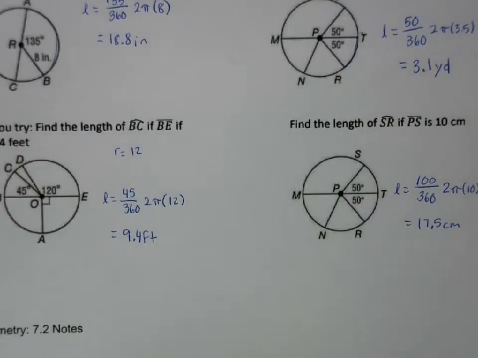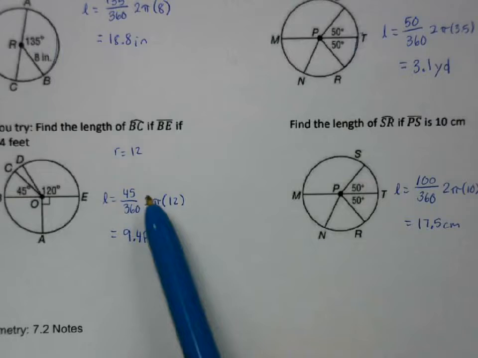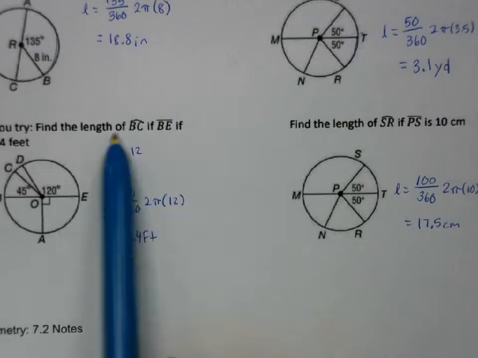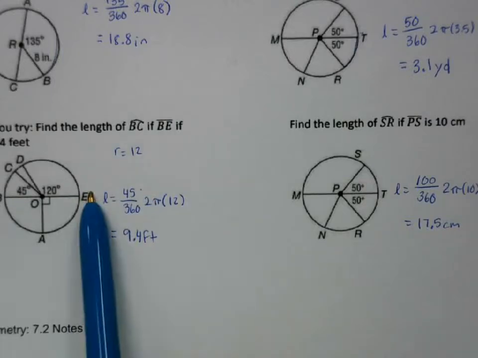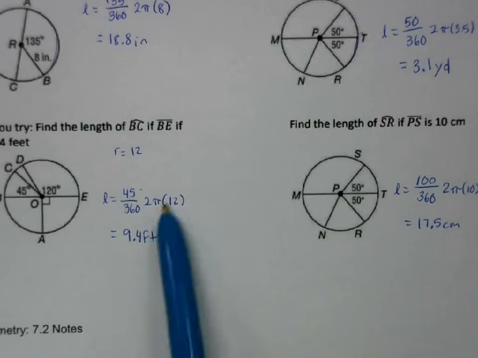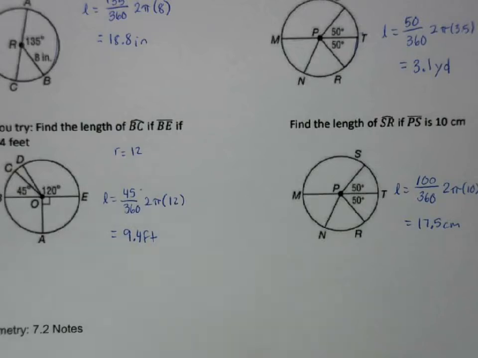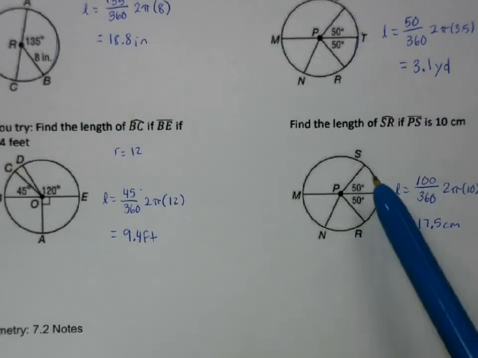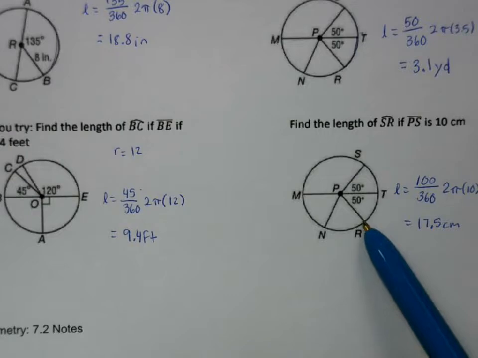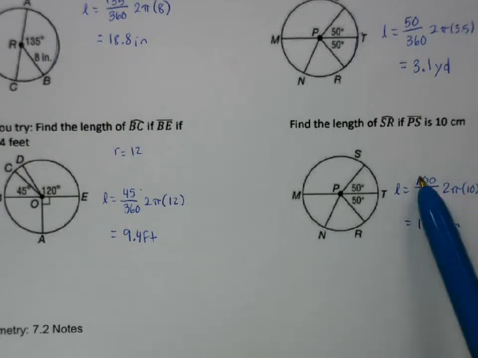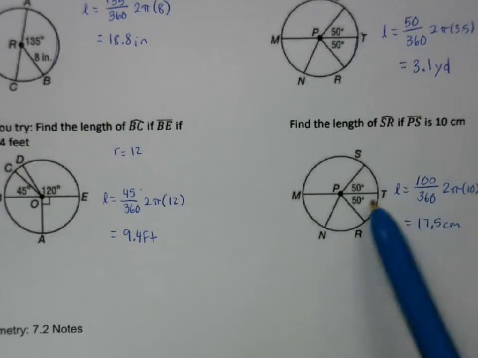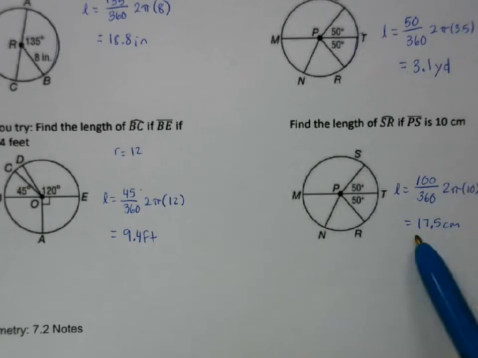Okay, for these last two problems, the central angle is 45. If BE, which is the diameter, is 24, then the radius is 12. So we plug that in to get 9.4. This one, we want to find SR, so the central angle there is going to be 100. PS is a radius of 10, so we get 17.5. So that is arcs and their arc length.